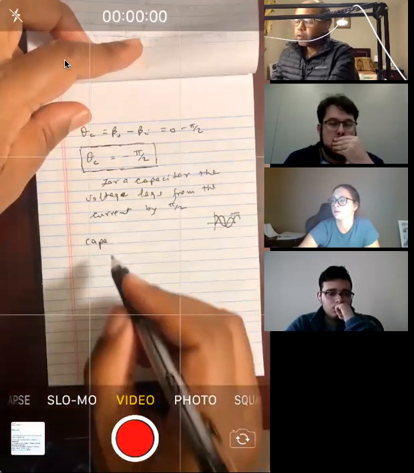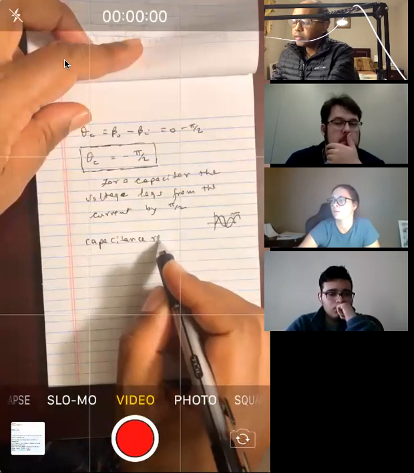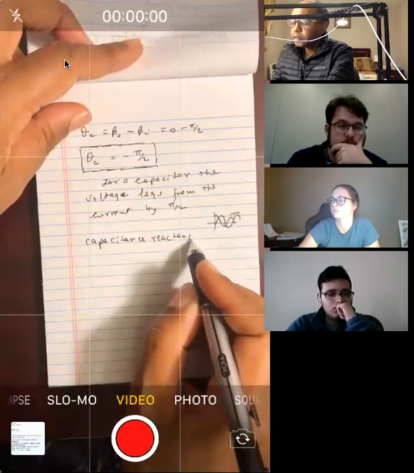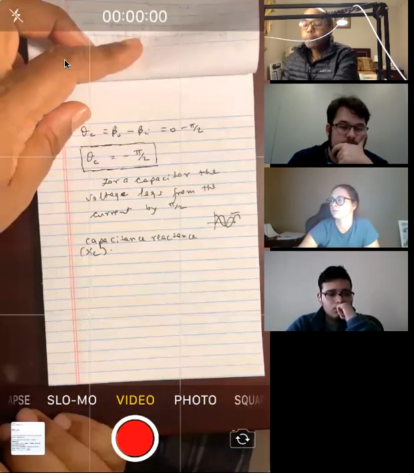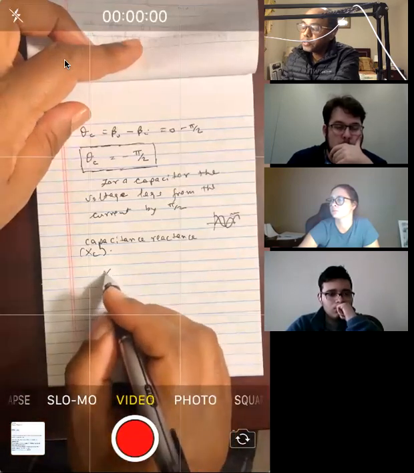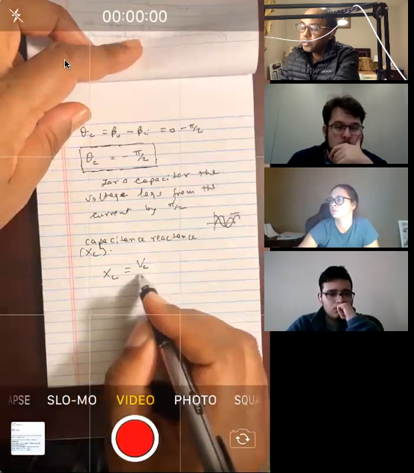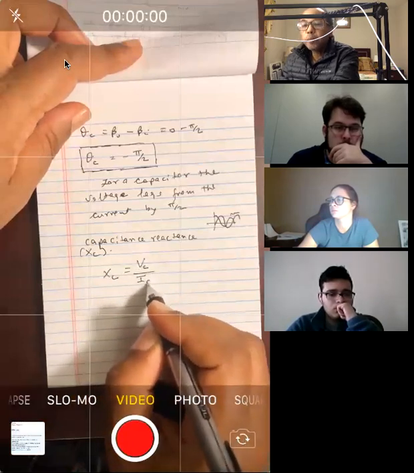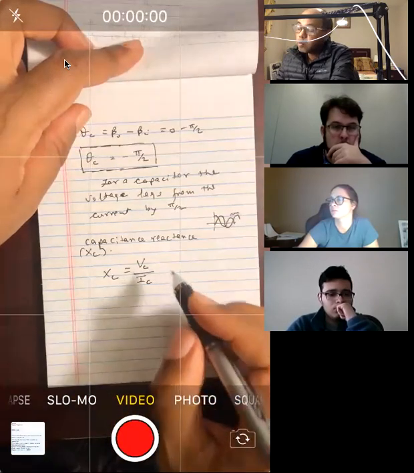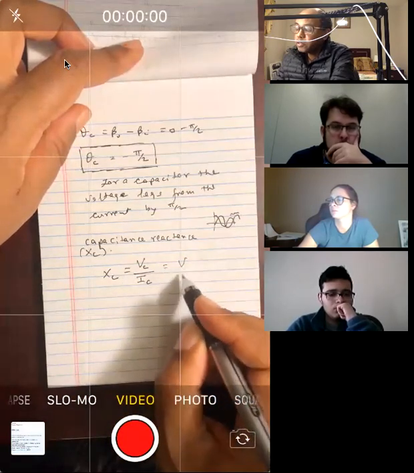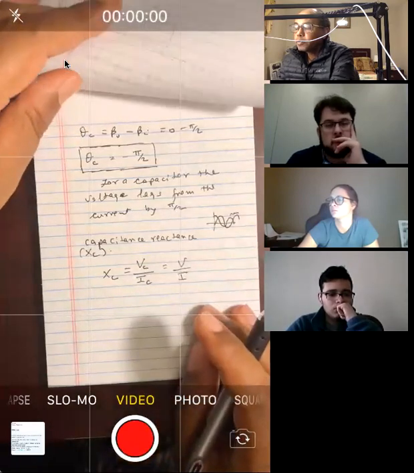Now we're going to look at the resistance of a capacitor. It's called capacitive reactance, and we're going to use XC to represent it. Resistance is defined to be the ratio of the voltage across the capacitor divided by the current across the capacitor. In the circuit, we have only a capacitor, so you can just write this as V divided by I. Okay, now let's go back and look over here.